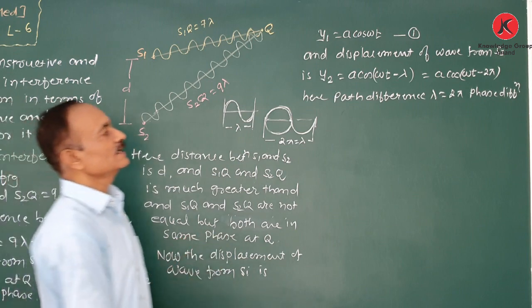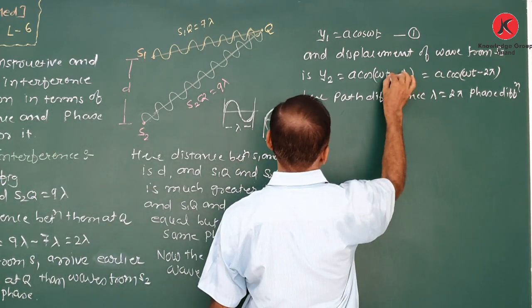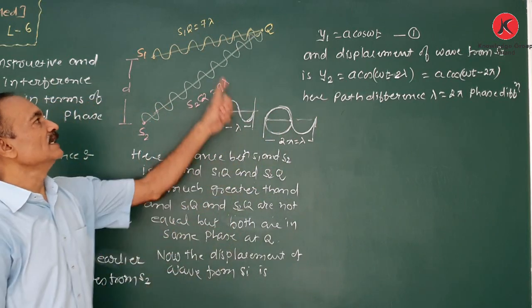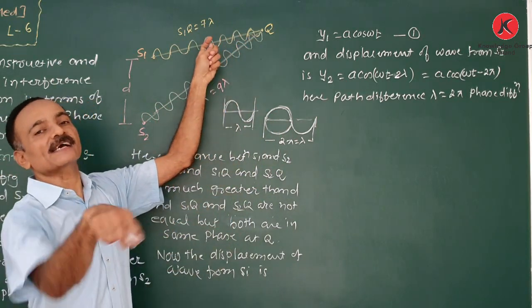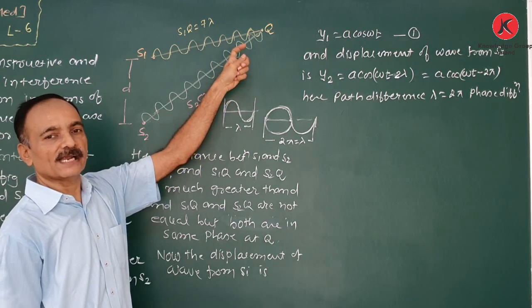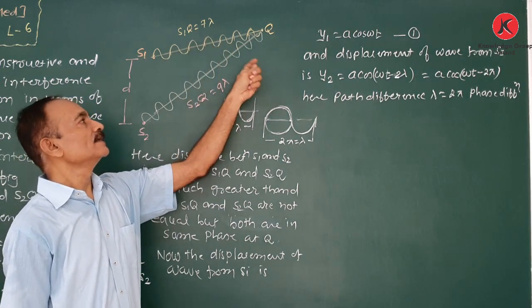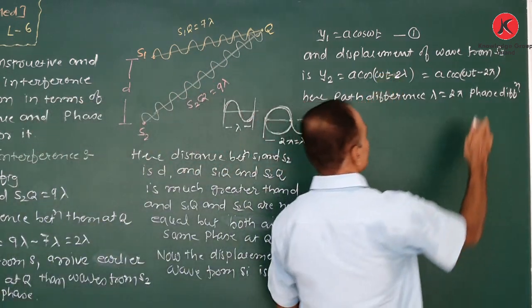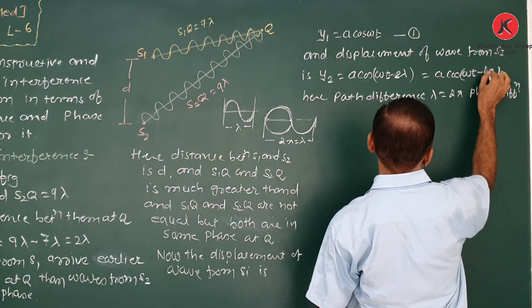Right? So here the path difference between these two is 2 lambda. Therefore, the wave from S1 arrives at point Q 2 cycles earlier. Therefore, 2 lambda more than S2, that is, S2 covers a 2 lambda distance less. Therefore, instead of 2 lambda, we can write here 4 pi.